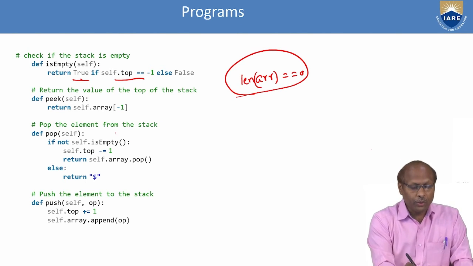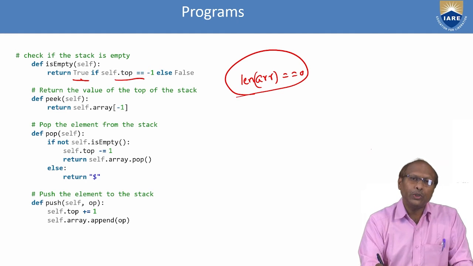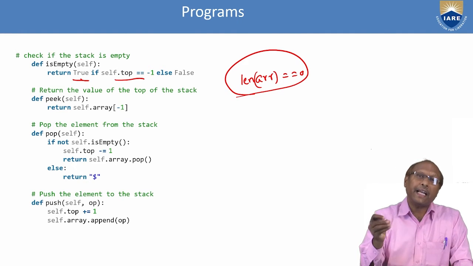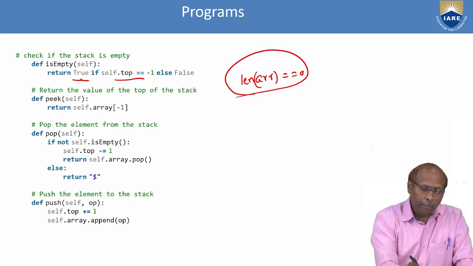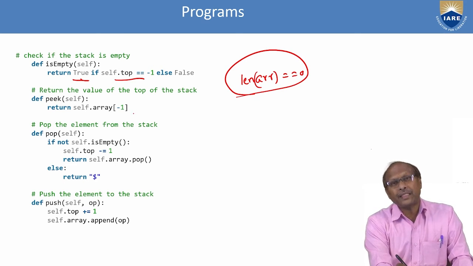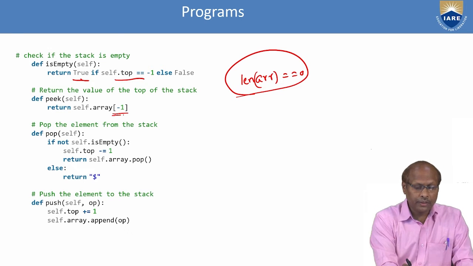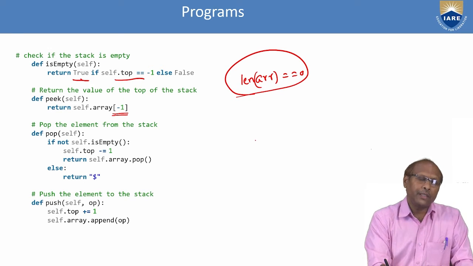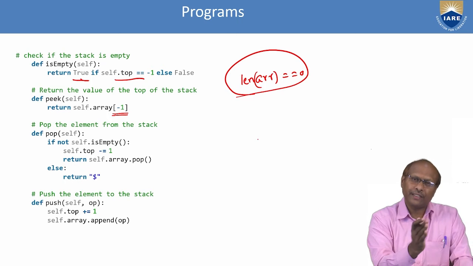Next, another method you have to use, the peek method, because the peek method is useful to check what element exists at the top of the stack. So, the peek method. How to check the last element of the stack? For that you have to use the negative index -1. When you use the negative index, it always comes from the last.